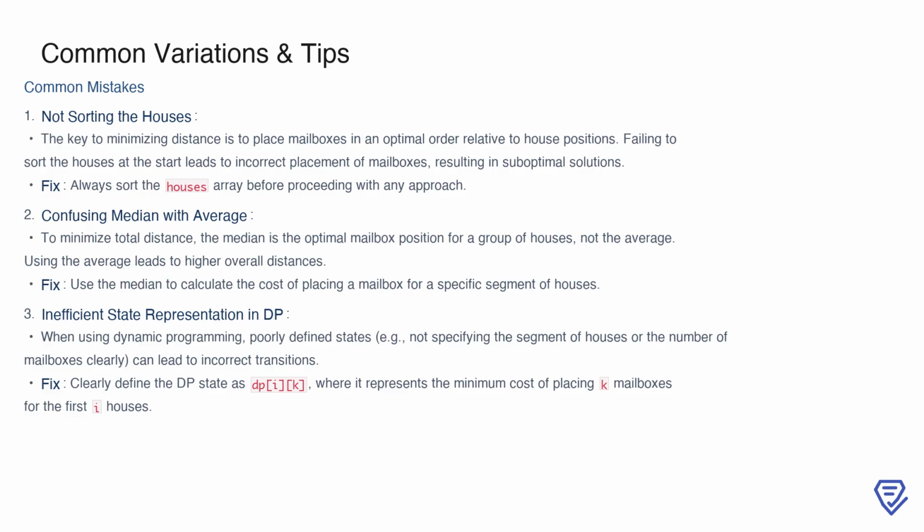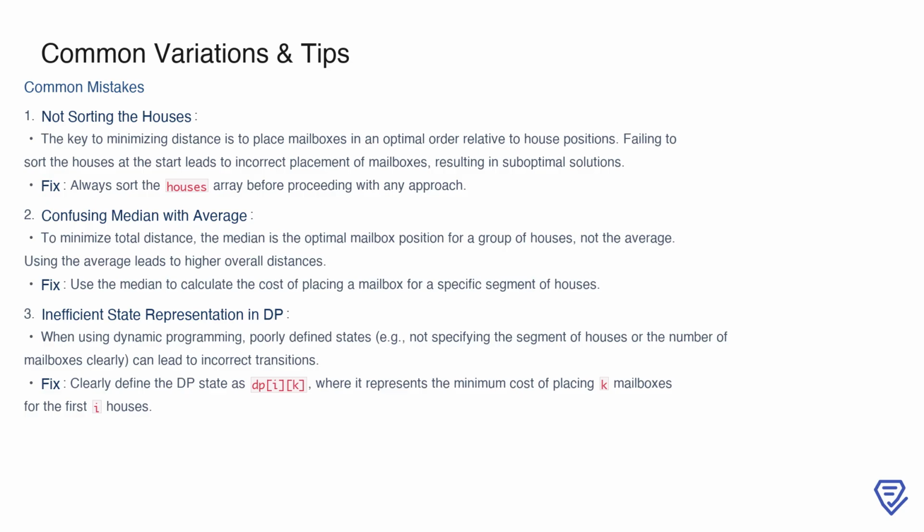Another frequent error is confusing the median with the average. To minimize total distance, the median is the correct choice for placing a mailbox within a segment of houses. Using the average instead increases the overall distance, so always compute costs based on the median.